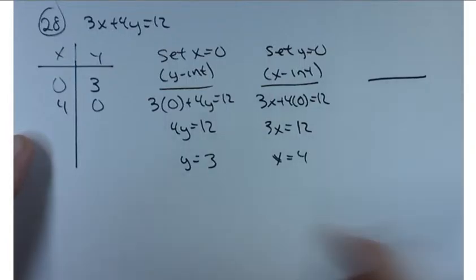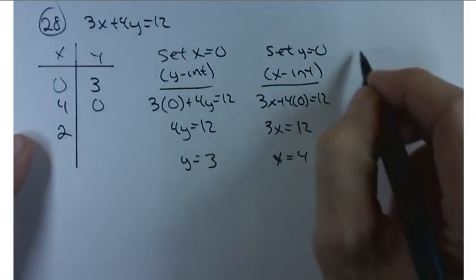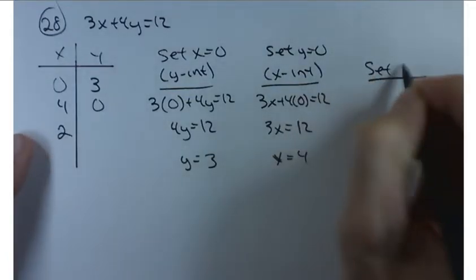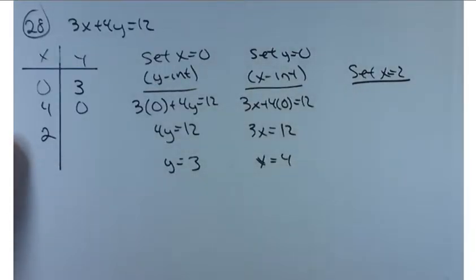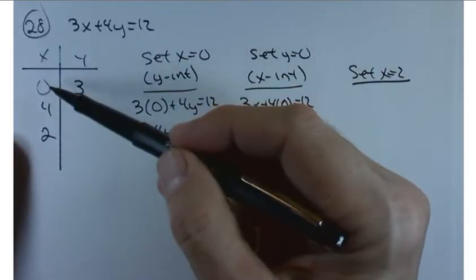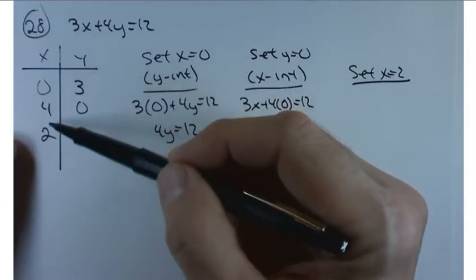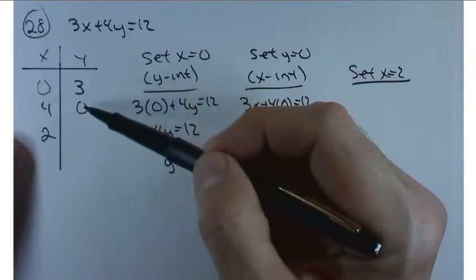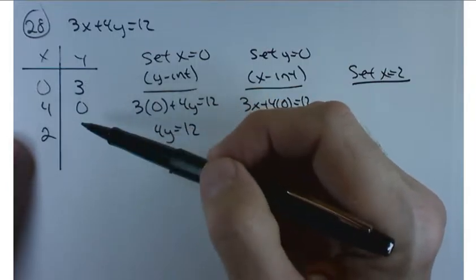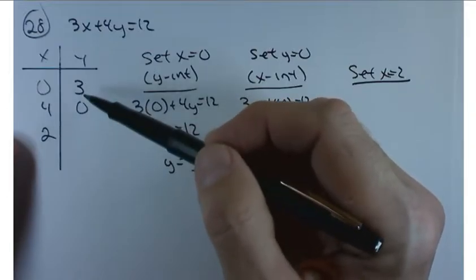2 for x. All right, let's do 2 for x. Set x equal 2. Now let's think about this for just a second. 2 is right between 0 and 4 for x's. So what y value is right between 0 and 3? 1.5 maybe. Let's see what we get.